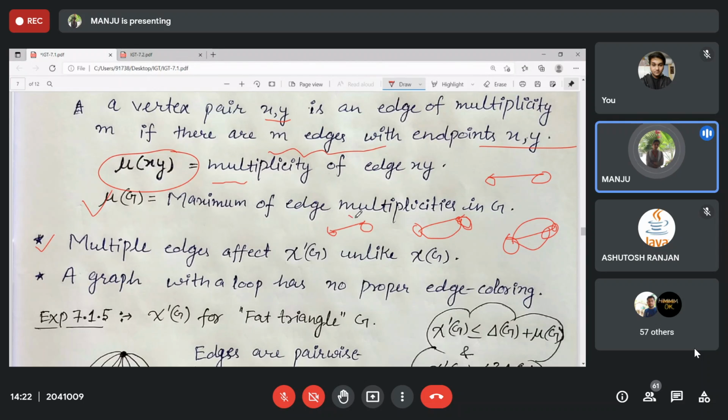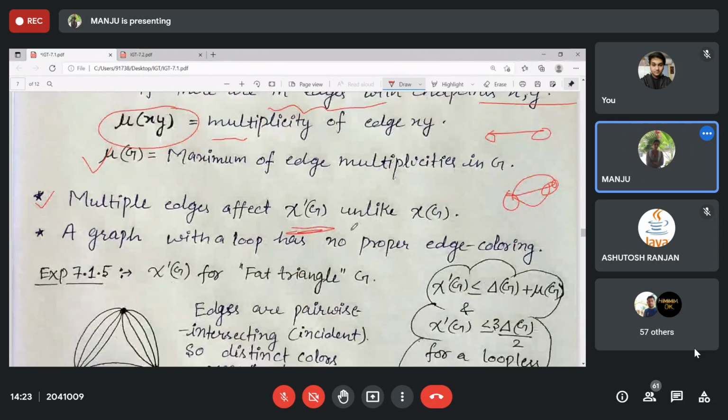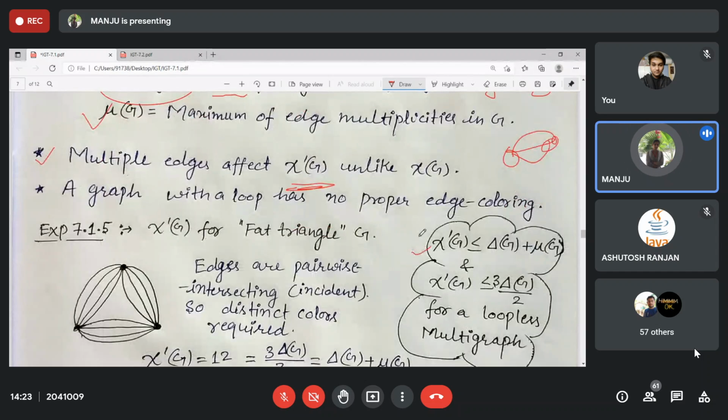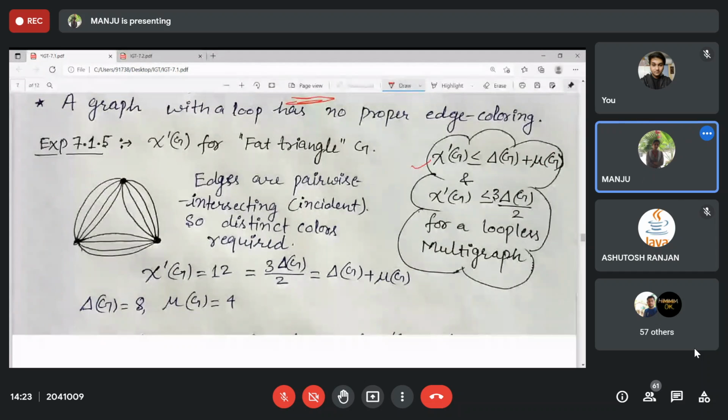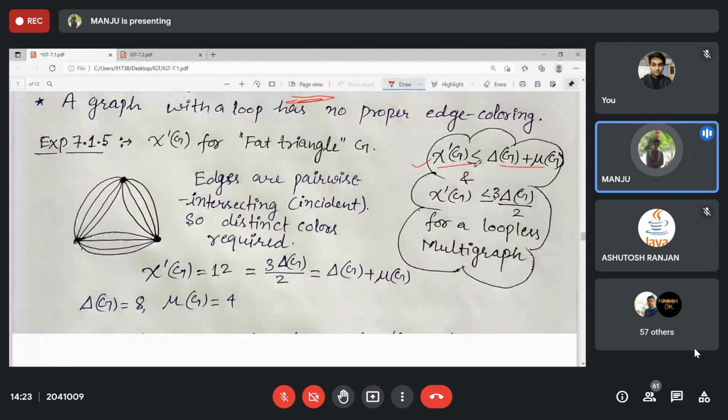you do in the corresponding simple graph, right? Because here these two vertices are adjacent, and we need two colors. Here also we need two colors for these two vertices, right? So multiplicity only affects chi dash through mu, but not chi. These are the results for multigraphs, as you can see. Chi dash can be at most delta plus mu, and also at most 3 by 2 delta for a loopless multigraph.